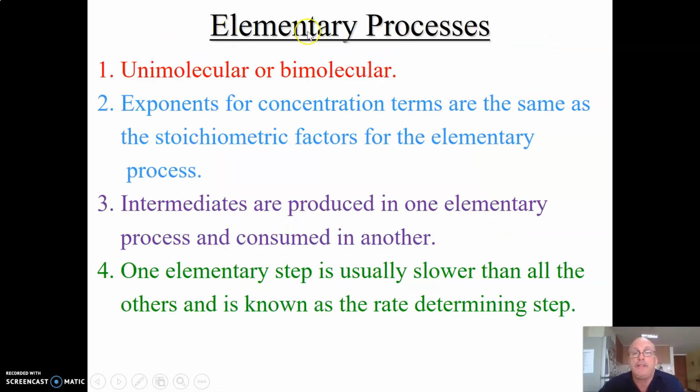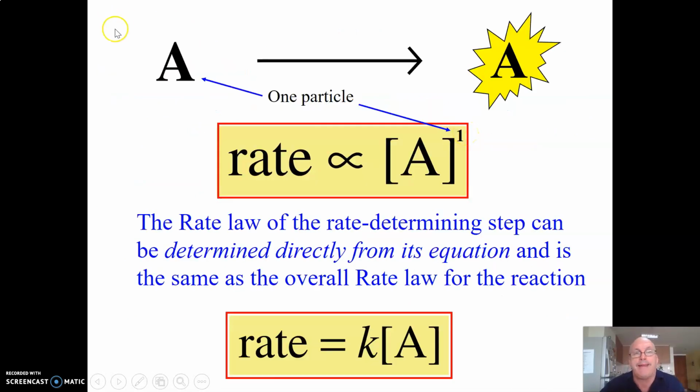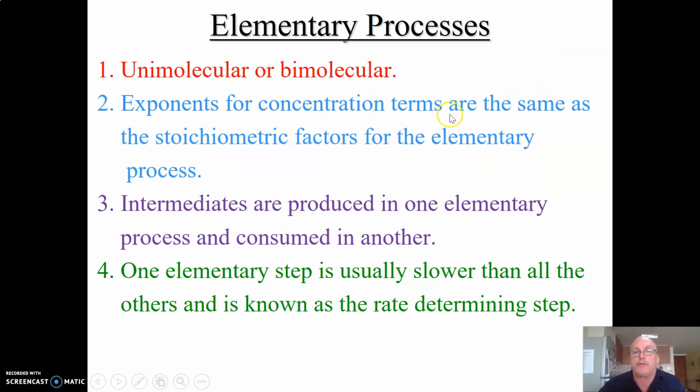So let's recap what these elementary processes are. They are usually unimolecular or bimolecular. A trimolecular step is very unlikely. It's statistically unlikely for 3 particles to collide. The exponents for the concentration terms are the same as the stoichiometric factor. So what I mean by that is there's a 1 here, isn't it? The stoichiometry is 1 there, and the exponent is 1 there. Okay? So the exponent for the concentration terms in the rate law are the same as the stoichiometric factor in the elementary step. Intermediates are produced in one step and consumed in another.